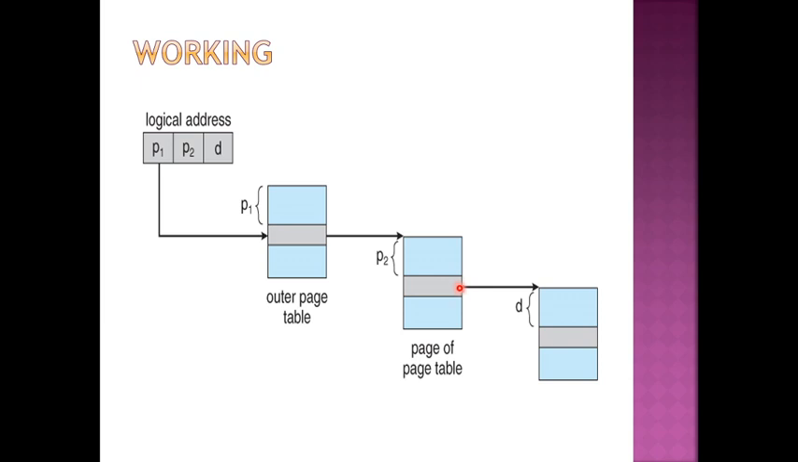Once I get this, the frame number is taken, and this offset that we are talking about, D, this value will be taken here, and finally we get the main memory. So let me just revise it once again. I have P1, P2 and D. So when I look for P1 in the outer page table, I'll find a page which will be indexed by P1. Once I reference that page, I will be redirected to another page table.